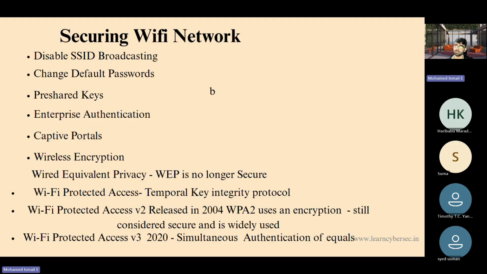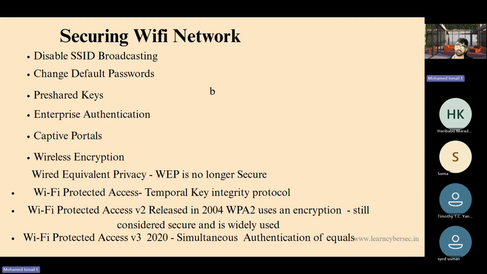The pre-shared keys must be complex enough so that people cannot guess. If I keep my Wi-Fi password as my name, that is easily guessable, right? People first type my name, 123, my vehicle number. These are all very, very common to guess. So it should be complex in nature, maybe using more than 8 characters with a combination of lowercase, uppercase, number, symbol. That combination will make it hard to guess, right?